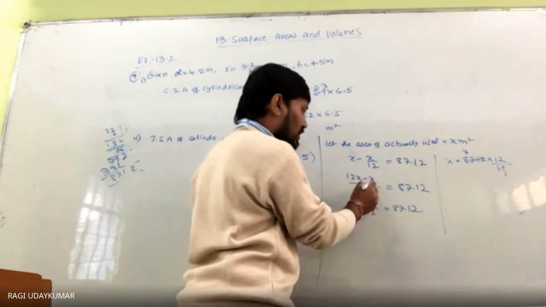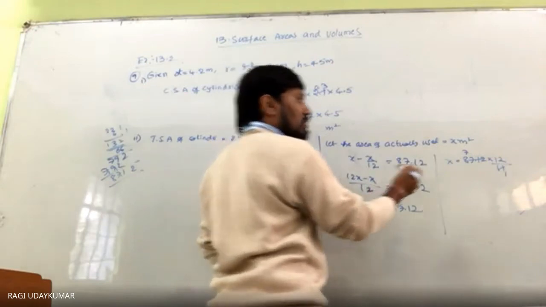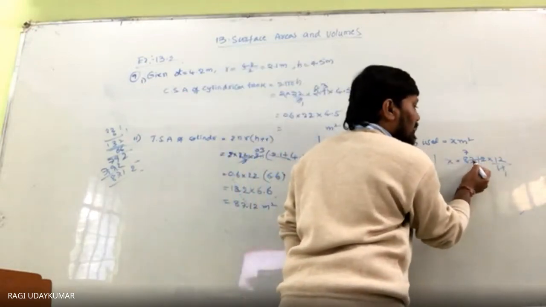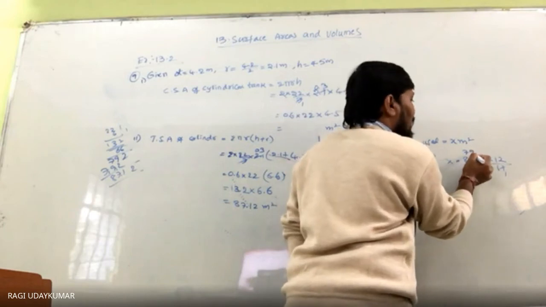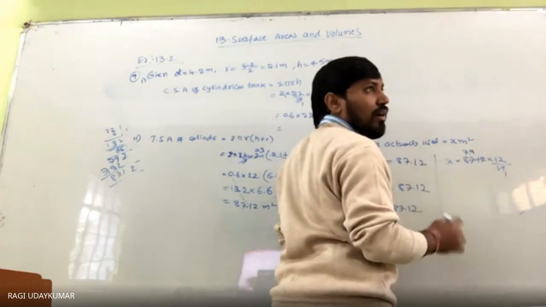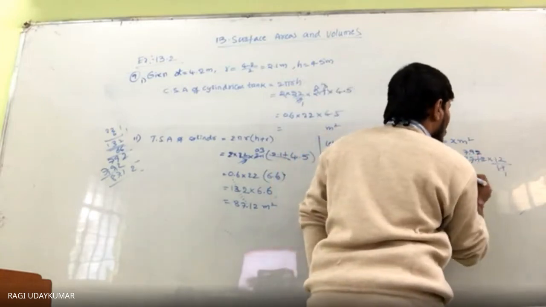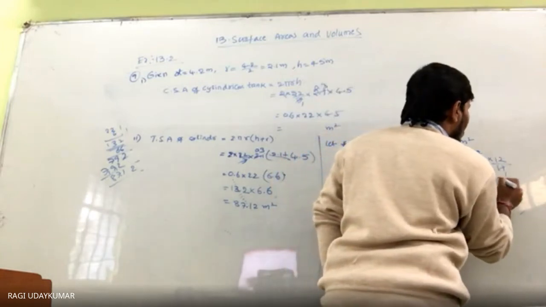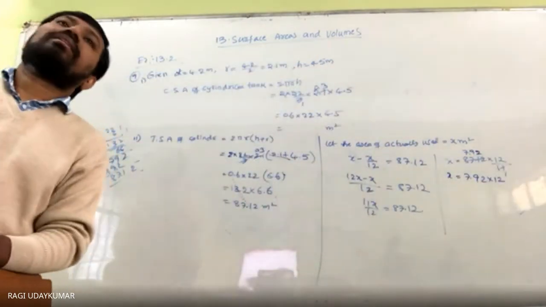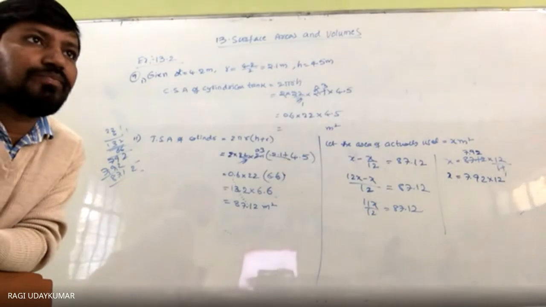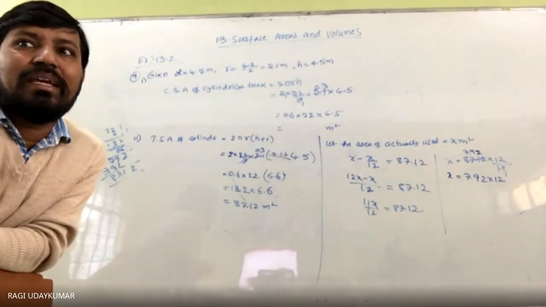12, because the denominator has 12. So then what do you get here? 11 is 77, 10 will be 101. So 11 9 is 99. 99 means 2 will be there. So x is equals to 7.92 into 12. This you multiply and write that answer in meter square. Understood? Simple, isn't it? It is not simple but a little bit complicated.